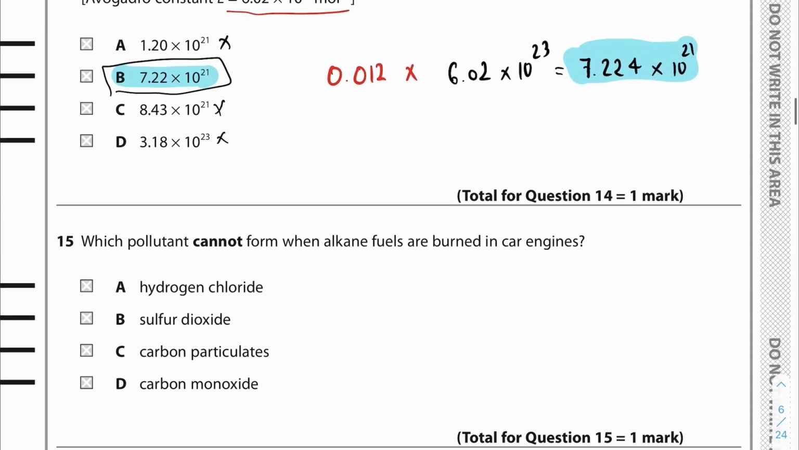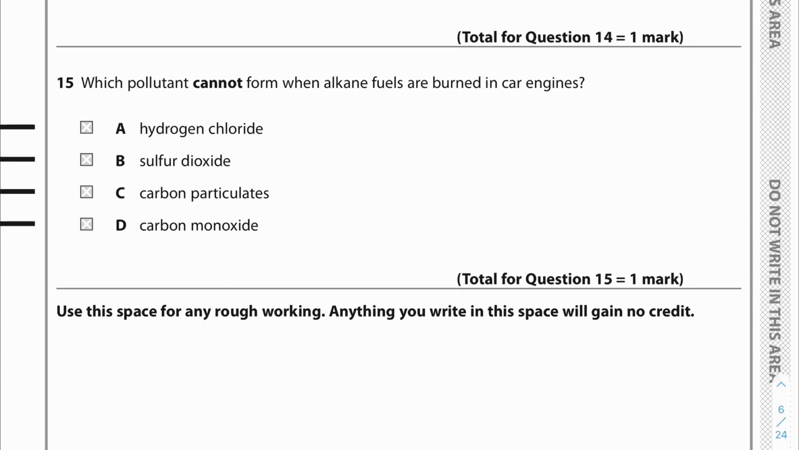Moving on to question number 15. Which pollutant cannot form when alkene fuels are burnt in car engines? Let's say you don't remember which pollutants. Let's think of which pollutants can form. Just by remembering, we know that soot can form, right? So carbon particles, this soot, can form.